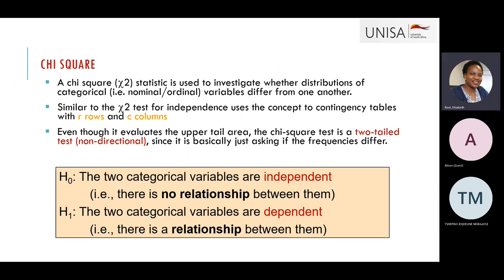When we talk about the chi-square test, we are talking about a test that you do to investigate whether the distribution of the categorical variable, which can be either nominal or ordinal but most of the time is nominal, differs from one another. Similar to the chi-square test of independence, this one also uses a contingency table, which will have rows and columns. It can be X number of rows and Y number of columns within those nominal variables. What do I mean?